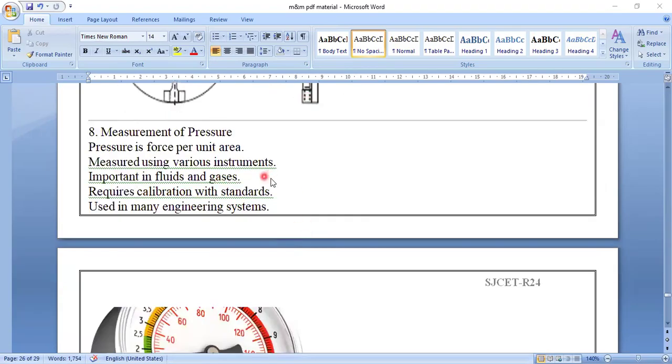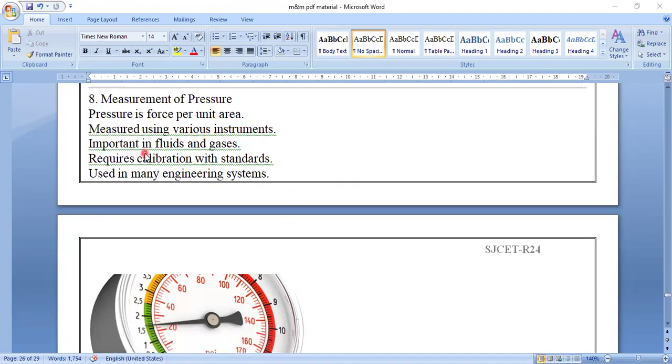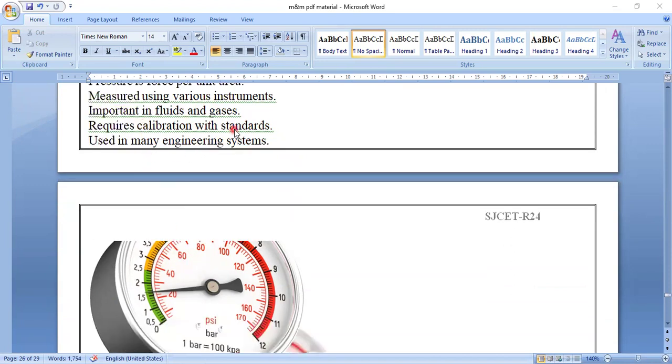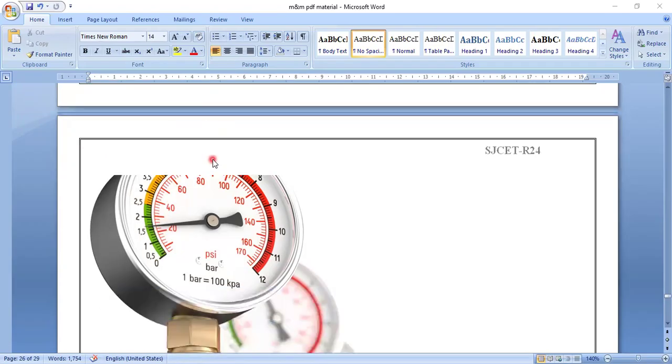Eighth question: measurement of pressures. Generally, pressure is defined as force per unit area. It is measured using various instruments; various types of instruments are there, but simple ones you can see in the market. It is important in fluids and gases. So when fluids or gases are entering, their forces are measured. It requires calibration with standards, so you have to calibrate with the standard values used in many engineering problems.